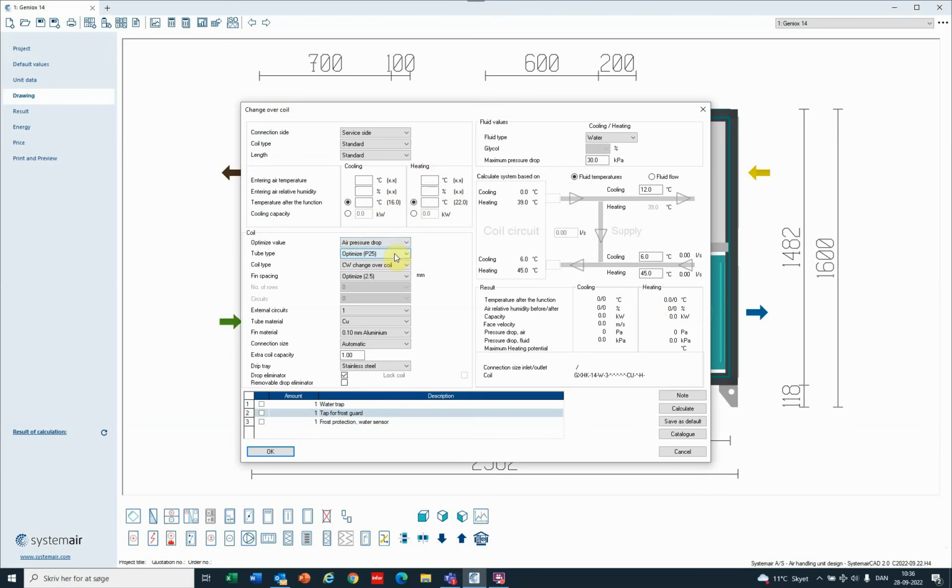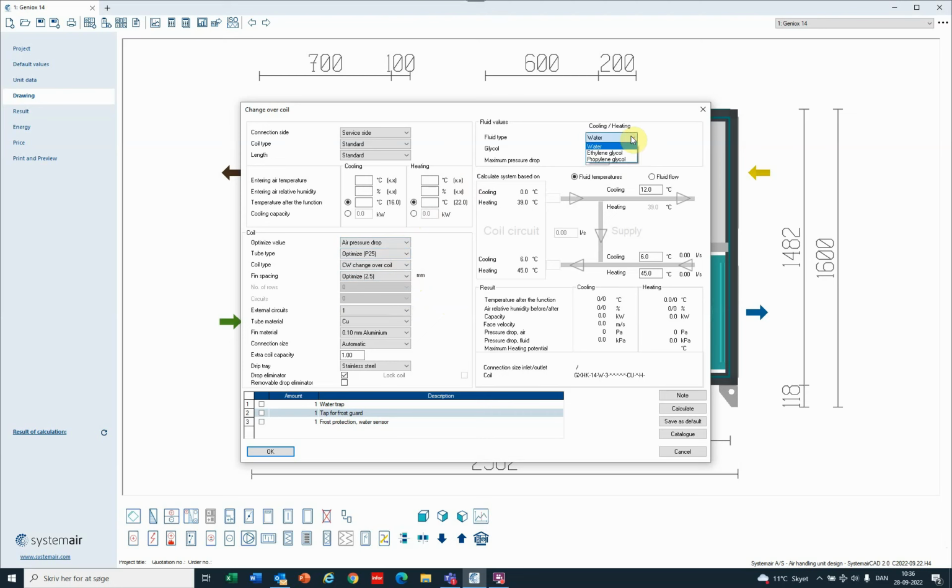It optimizes on the coil type, where we have three types: 3/8, half-inch and 5/8 inch. It also optimizes on the fin spacing, where we have 2.0, 2.5 and 3.0, depending a bit on the coil type. If you go to the right side of the dialog, we have the input area.